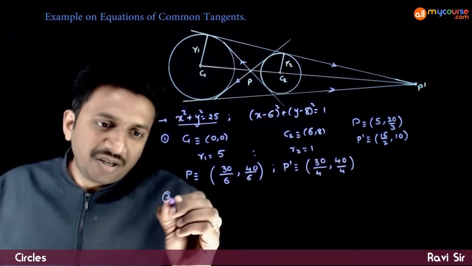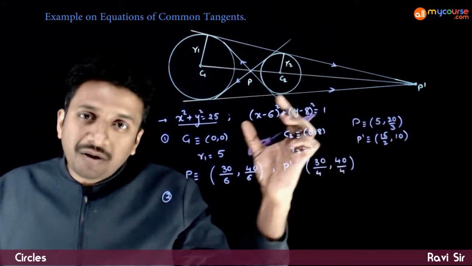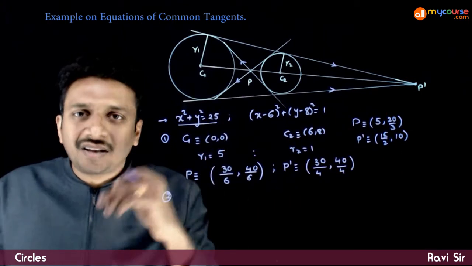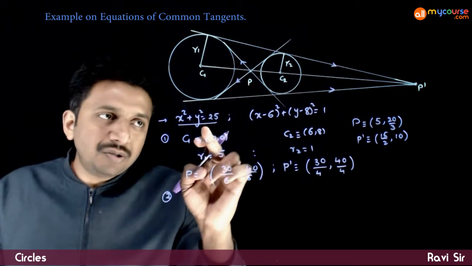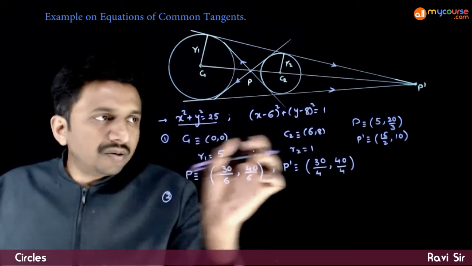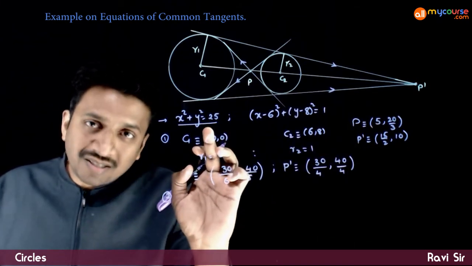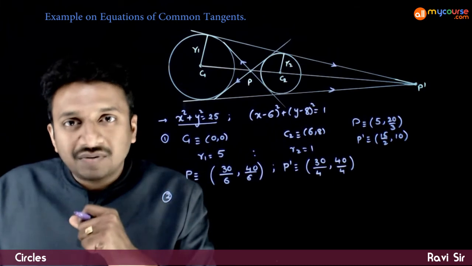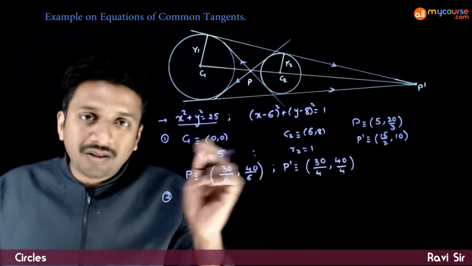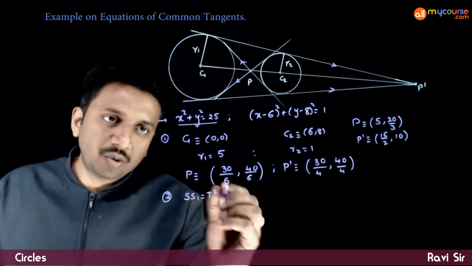So the second step is to take individual point and find the pair of tangents to any of the circle. So you can choose the easier of these two. So I'll choose this circle. So from this point, the pair of tangents that you draw to this circle will be the transverse common tangents. If you want the pair of tangents, you can directly use SS1 = T².